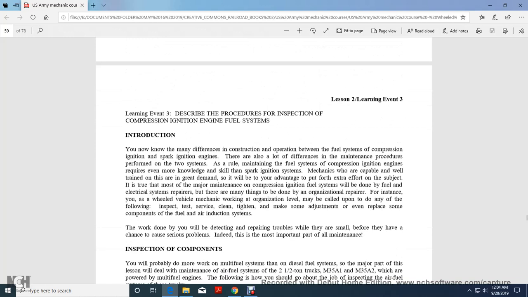Alright, Learning Event 3: describing the procedure for the inspection of the compression ignition engine fuel system. Introduction. You may know the differences in construction and operation between the compression ignition fuel system and the spark ignition system. There are also many differences, mainly in the procedures for performing maintenance on the two systems.